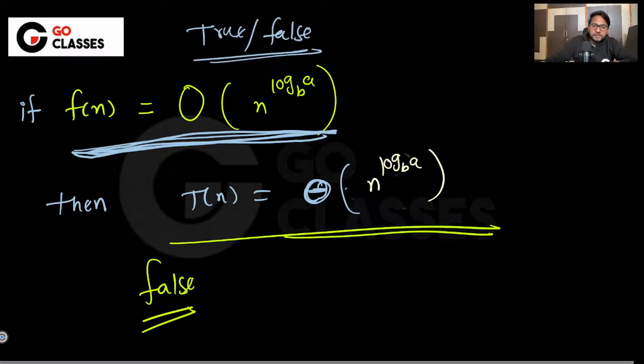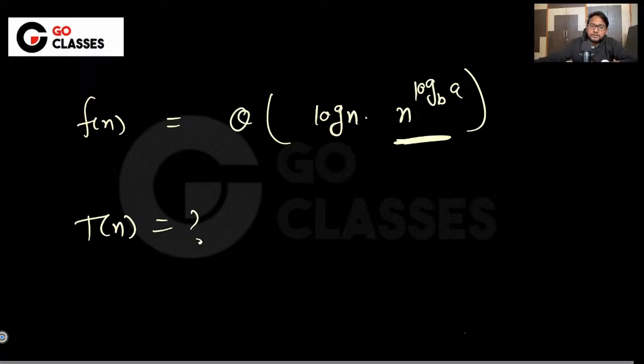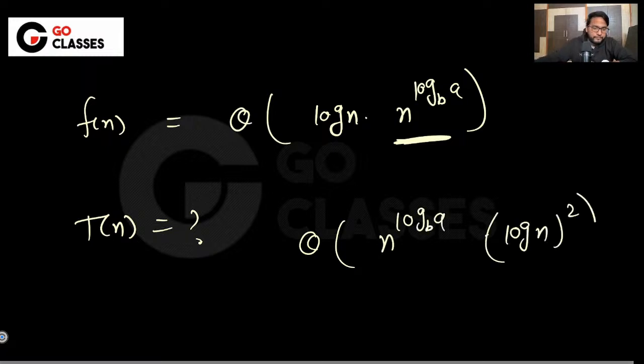Now suppose they say Fn equal to theta of log n into n to the power log base b a. Then what is Tn? Can you tell me Tn? Since it is basically log n times greater, it will be theta of n to the power log base b a into log squared n, right? Okay, I hope you understood.